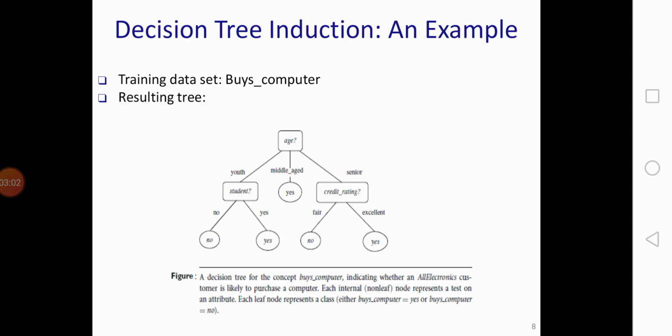Like this, we are going to build trees based on training data tuples, whatever content we have in that database. A database is a collection of interrelated information. Here, the AllElectronics customer is likely to purchase a computer. We are making decisions based on class labeled attributes. This is decision tree induction with a small example.